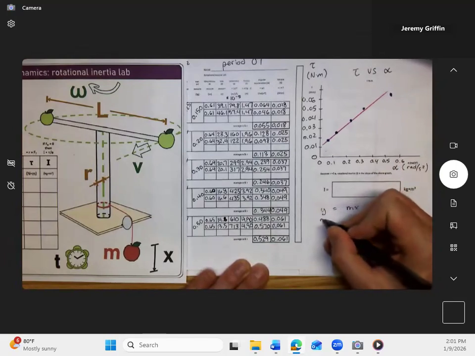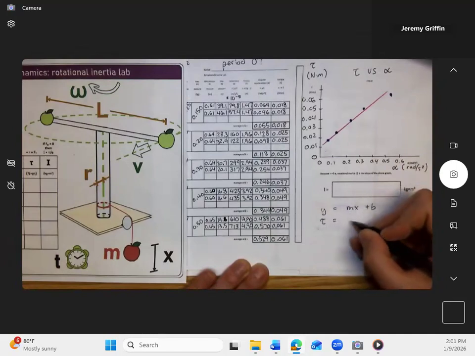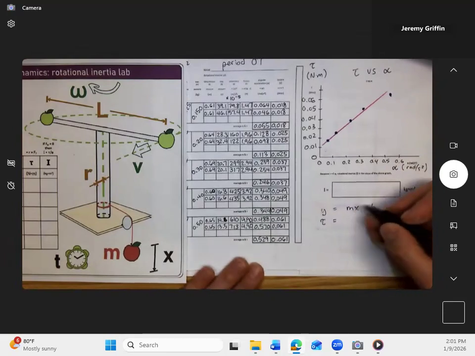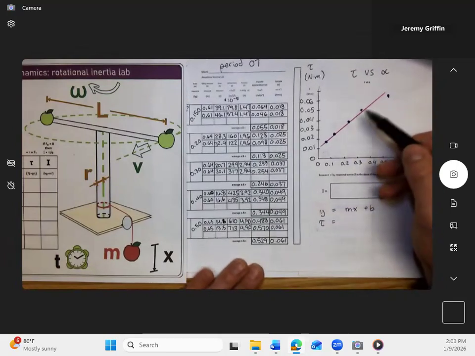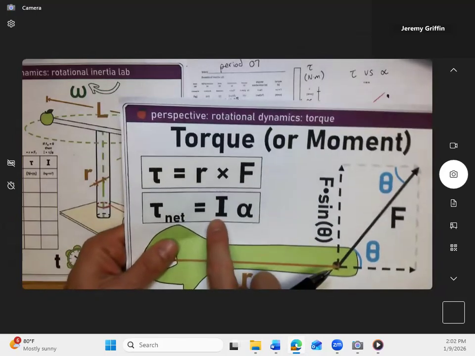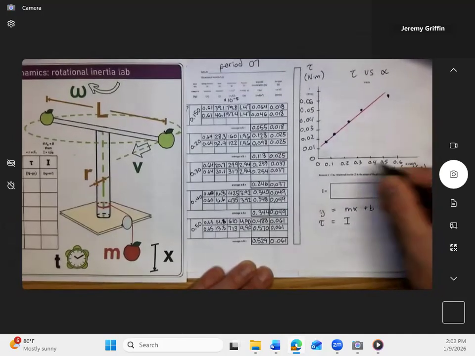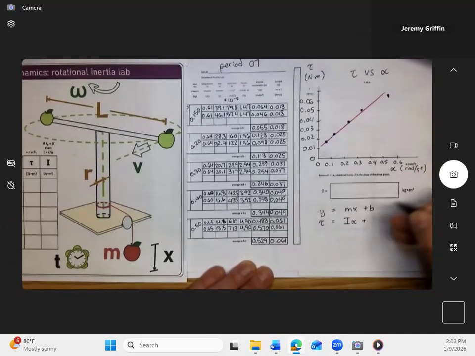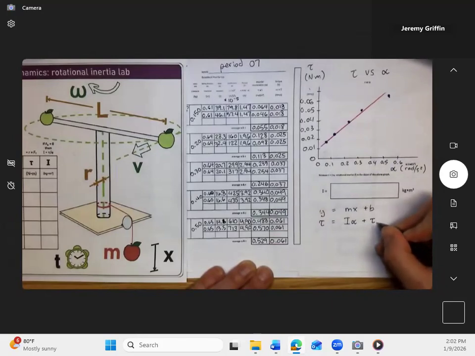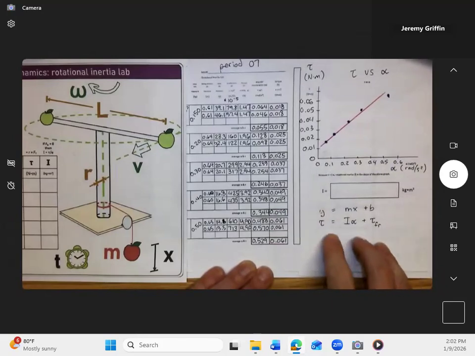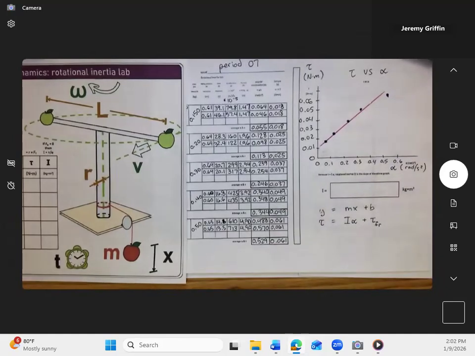But the vertical axis is really the torque. What do you think the slope of this line represents? It's right here: rotational inertia, I. And the horizontal axis, of course, is alpha. This y-intercept we just talked about is the frictional torque. So y equals mx plus b: torque equals I alpha plus the frictional torque that had to be overcome to start turning it. All right, makes sense?